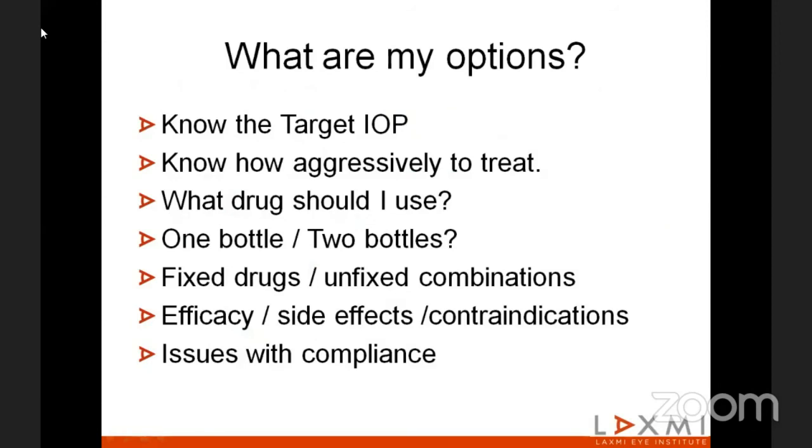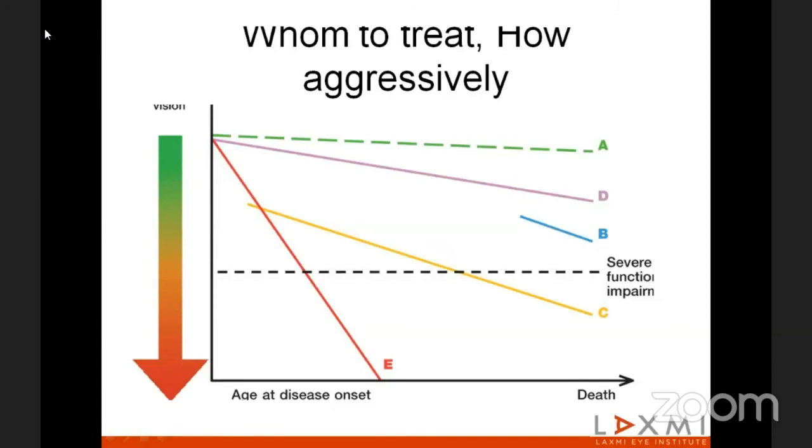So what are my options? I know the target IOP. I know how aggressively to treat my patient. Which drug should I use? Should it be 1 bottle? Should it be 2 bottles? Should it be fixed drugs? Should it be unfixed combinations? I know the efficacy, the side effects, and the contraindications of the drugs that I'm using. And I also have already made up my mind on the issues with compliance. Whom to treat and how aggressively.